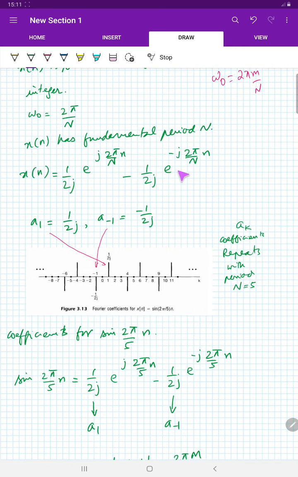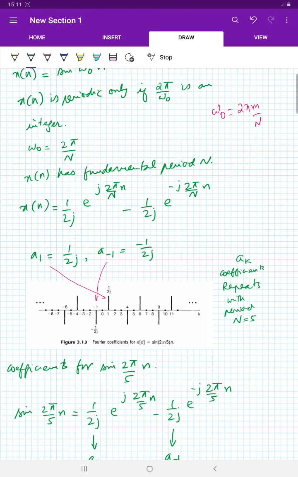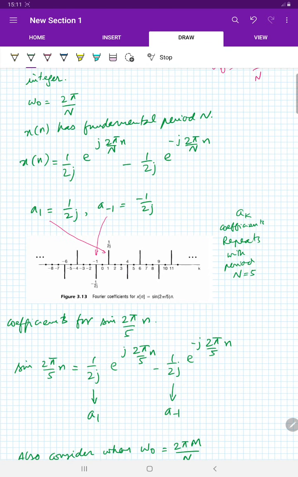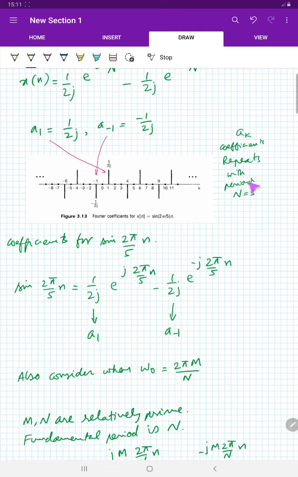So this can be obtained by inspection. By looking at this and comparing it with the form of the Fourier series, you will get the values of the a_k, and that is plotted here in this case. And this is actually a complex number, so this is actually 1 by 2j. So actually to plot it, you need to plot it in two plots. You need to plot the magnitude and the angle, but here they have just shown the complex number as the plot. So this is for N equal to 5.